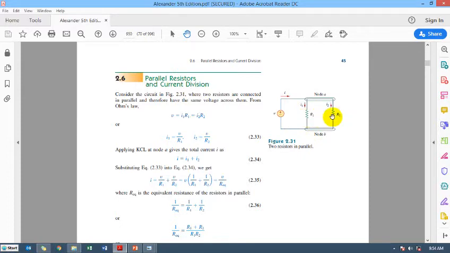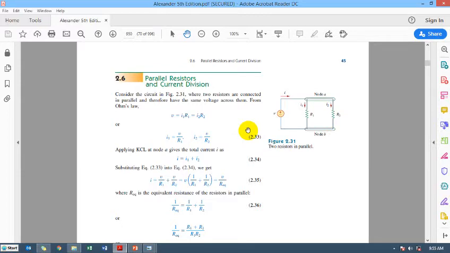This is a parallel connection, very obvious. These two resistors are connected in parallel. Both their terminals need to be common. The top terminal of R1 is common with the top terminal of R2, and the bottom terminal of R1 is common with the bottom terminal of R2. That's why this is a parallel connection.